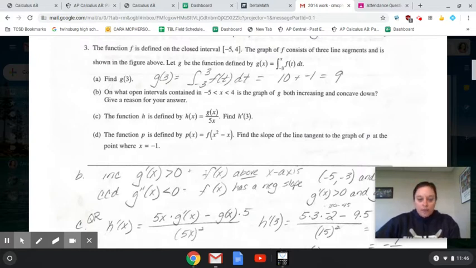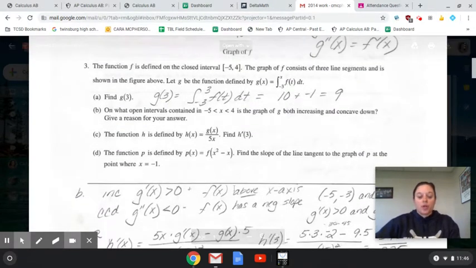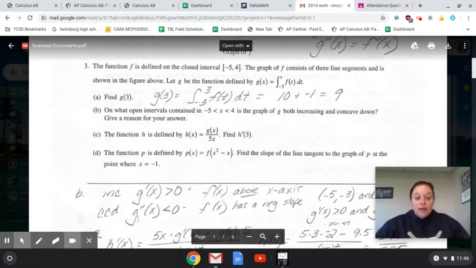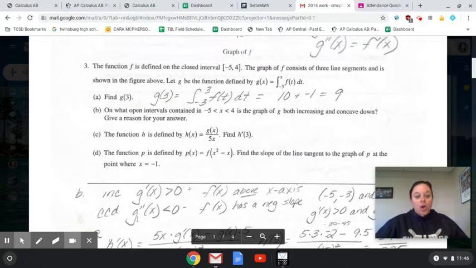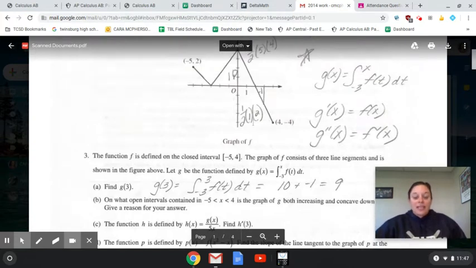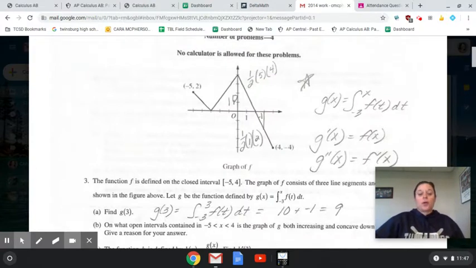So what I'm looking for: g prime is going to be represented by just plain old f. If I want that to be positive, I'm looking for a graph that's above the x-axis. And then g double prime is going to be the slope of f, because g double prime is equivalent to f prime. F prime is your derivative of f, so it's slope. In order to have a negative f prime, you would need a negative slope. So I'm looking for intervals where it's above the x-axis, but with a negative slope.